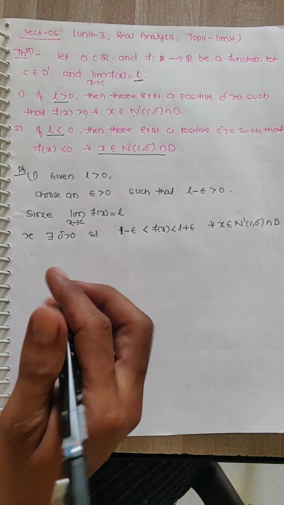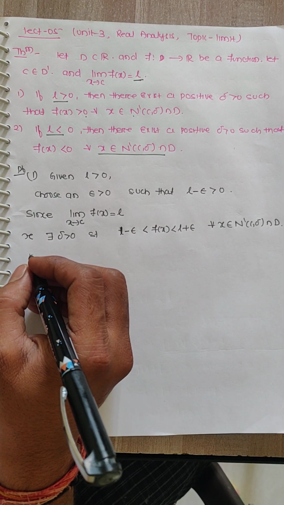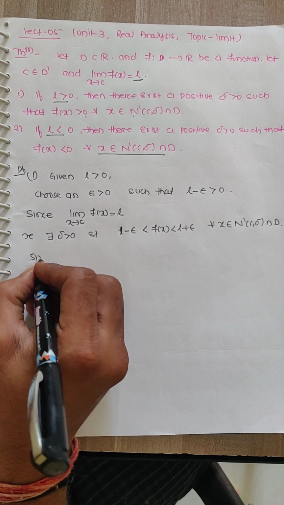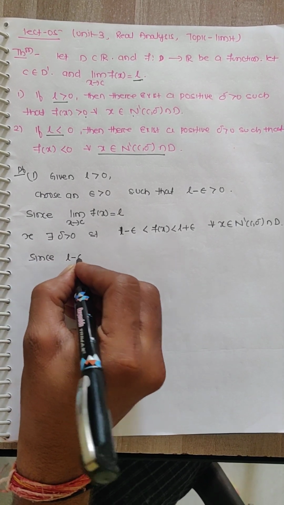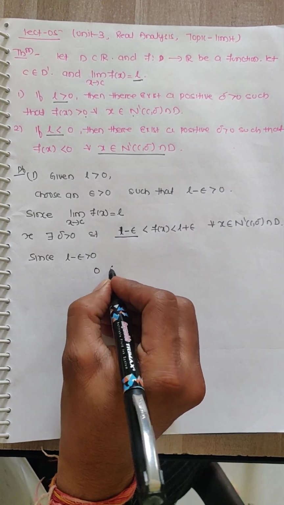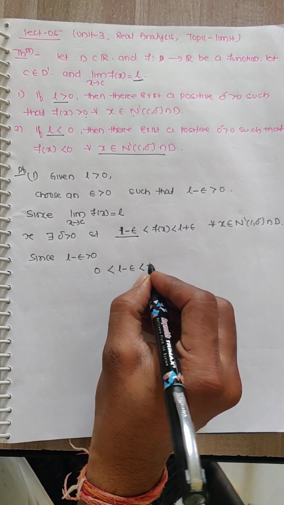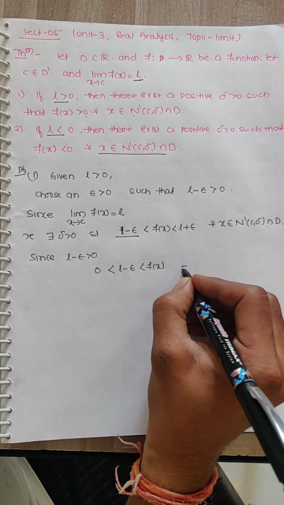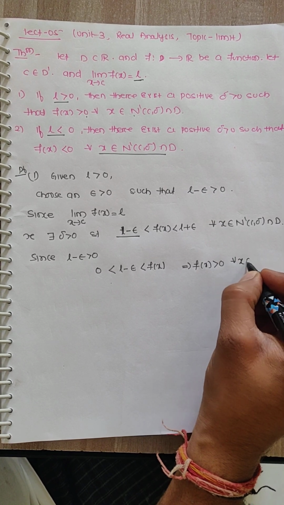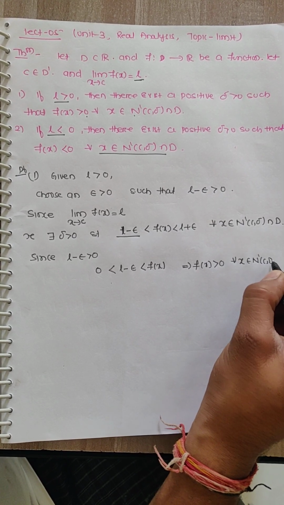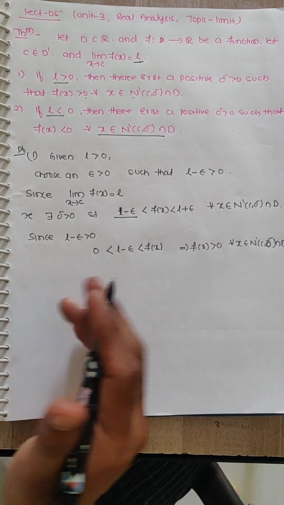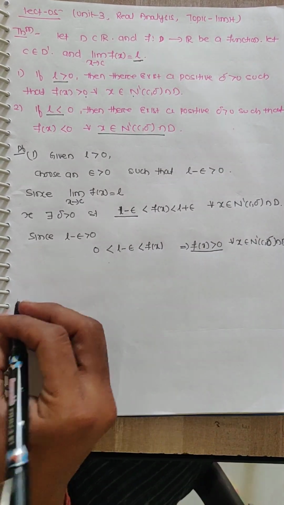Since L minus epsilon is positive, we have 0 less than L minus epsilon less than f(x), which implies f(x) is greater than 0 for all x belonging to the deleted neighborhood of c intersection with D. We have just proved that f(x) is positive.